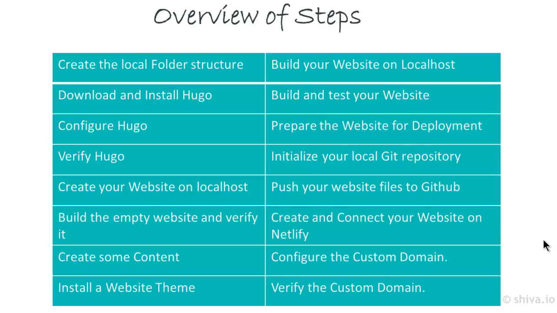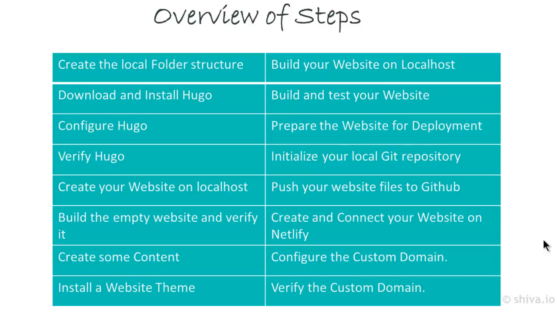And then once we are done with the content, we will install a website theme or skin as it's sometimes known, and then check that out too. Then we'll build your website on the local host using Hugo, and after that we'll build and test your website also on your local host. Once we are done with that, we will prepare the website for deployment to GitHub and then from there to Netlify. After that, we'll initialize your local Git repository to maintain your source code.